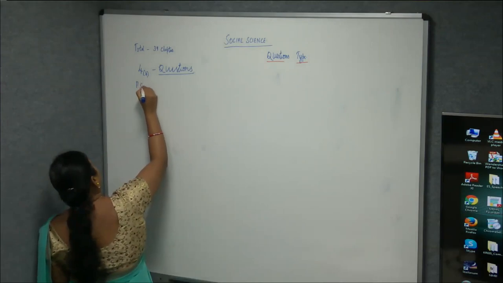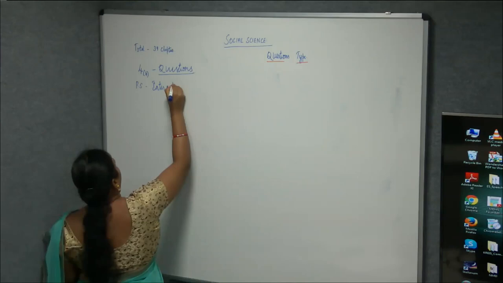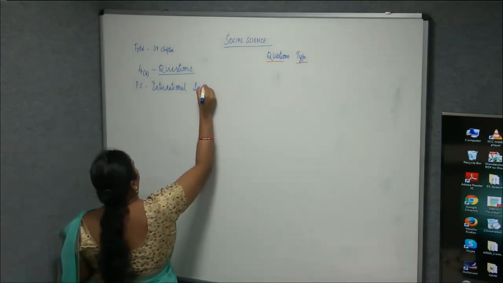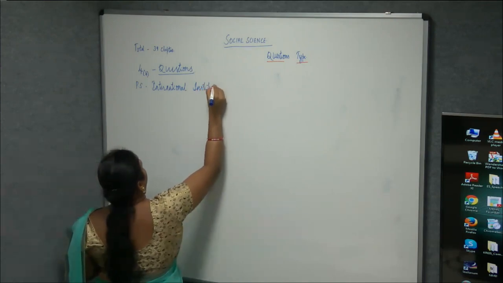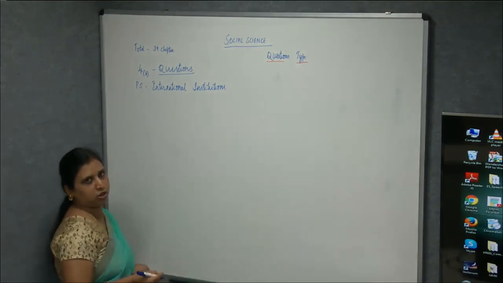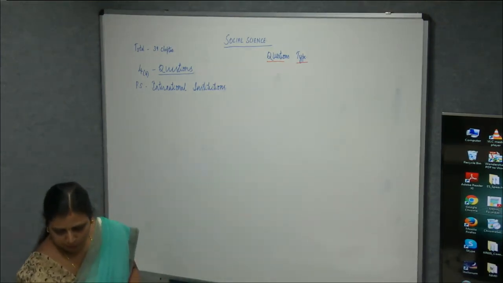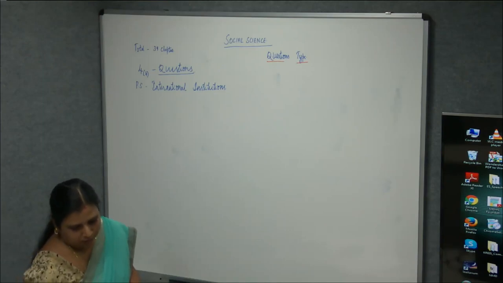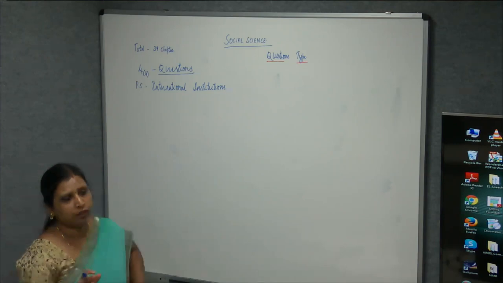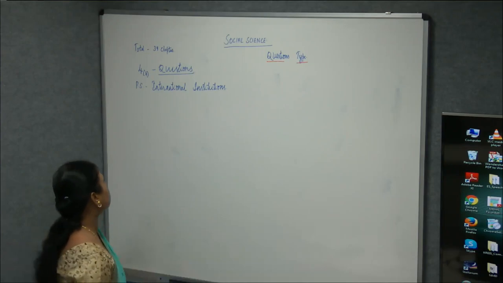So political science, international institutions. From this lesson, maybe you are getting 5 to 6 questions. If you are thorough with these 5 to 6 questions, you can easily score 4 marks. So which are those questions?